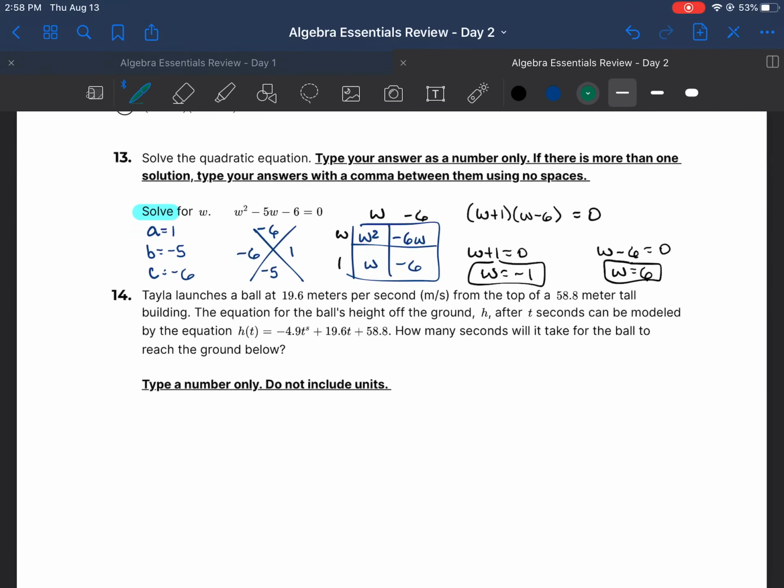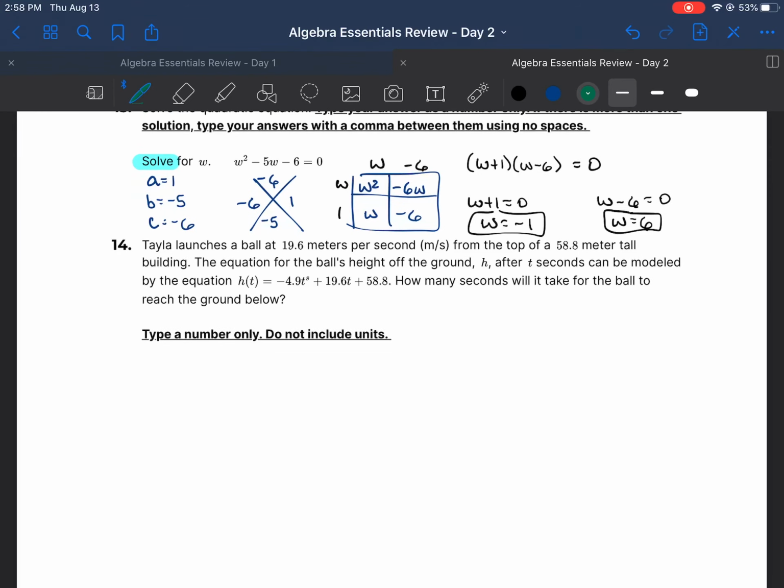All right, number 14 is an application problem about Taylor launching a ball off of a building, and we're given an equation, a function, to model this situation. And the question is, how many seconds will it take for the ball to reach the ground below? So let's try to model this problem here. We have this ball. It's being thrown from the top of a roof and comes down, hits the ground somewhere. And we want to know, when did it hit the ground, or how long does it take?